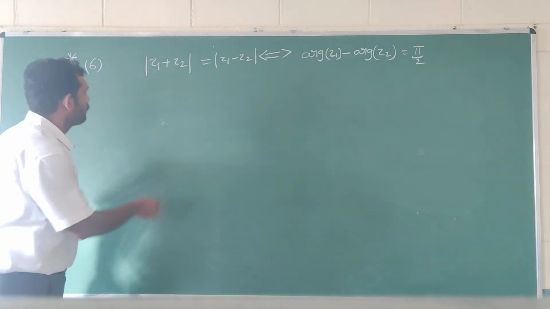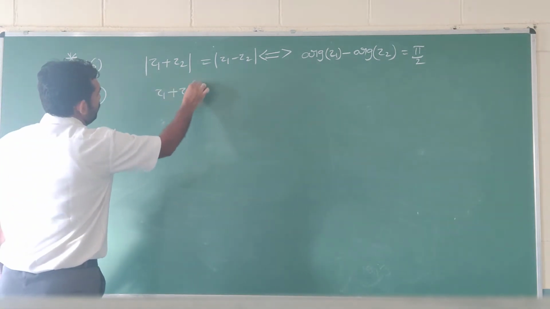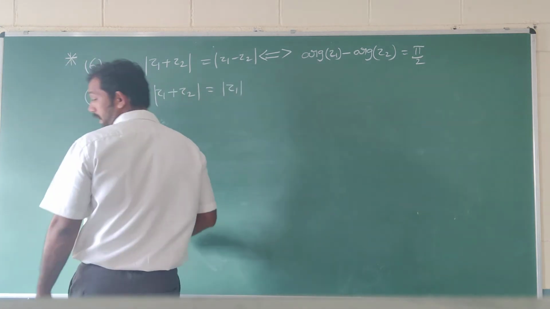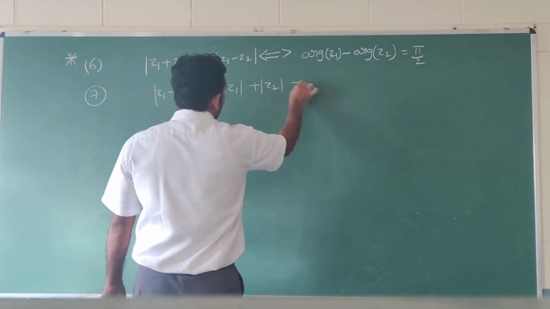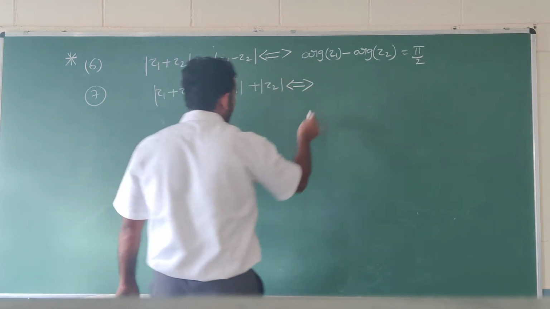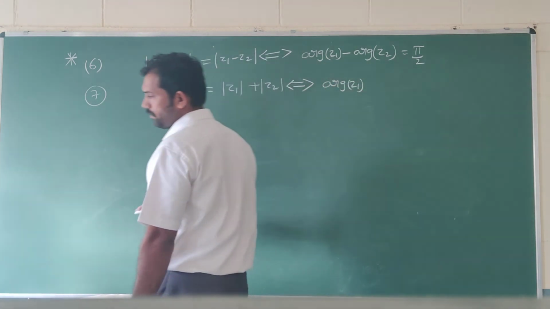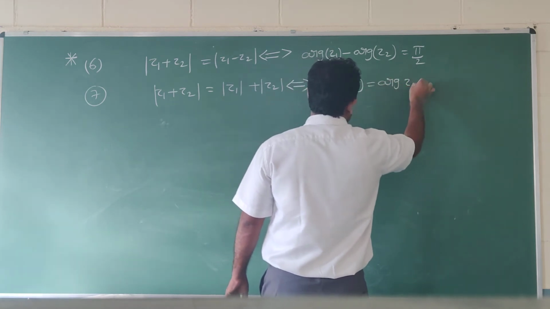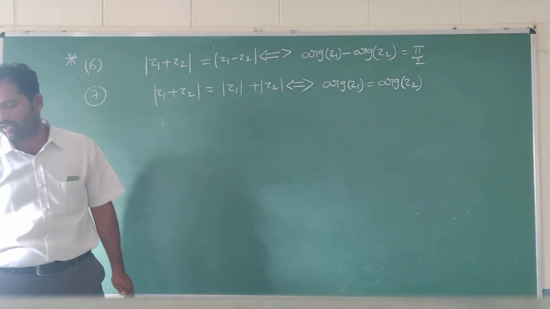Next, the seventh point: modulus of z1 plus z2 is equal to modulus of z1 plus modulus of z2 if and only if argument of z1 is equal to argument of z2.